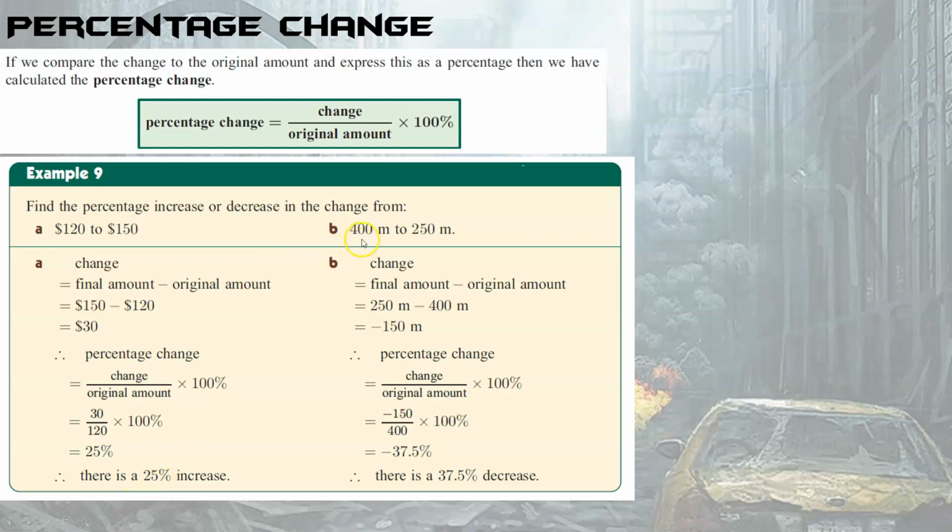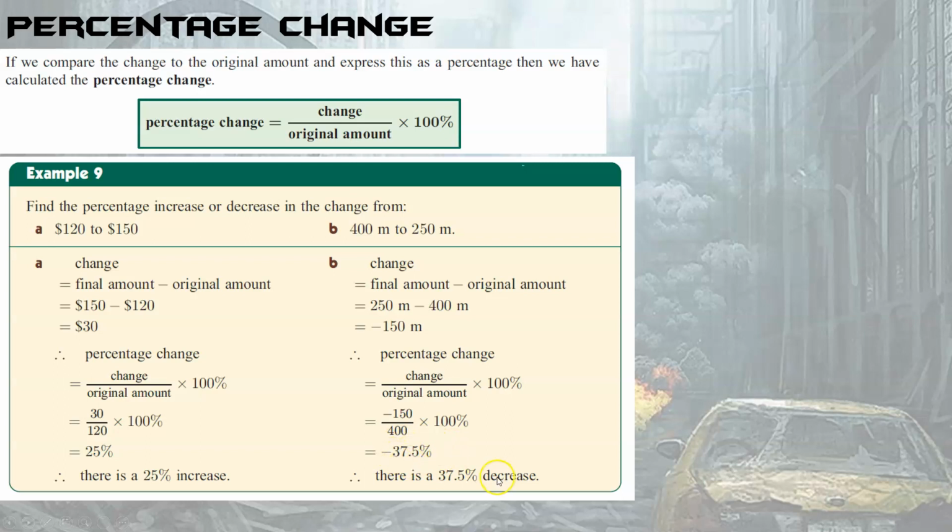Here we had 400 meters down to 250. The change is negative 150. That means we lost 150 meters. We use the same formula. The change is minus 150 divided by 400. We times it by 100%. And we get negative 37.5%.